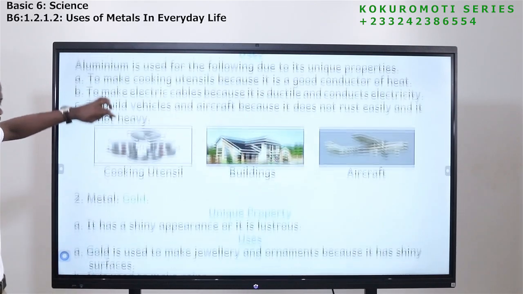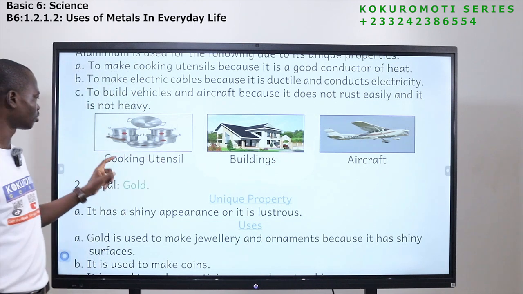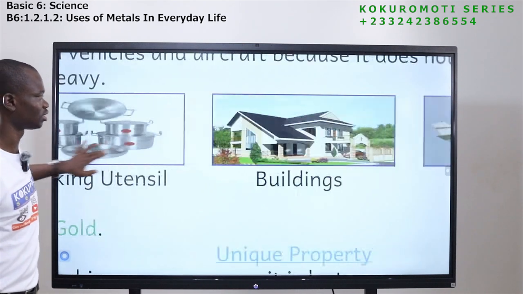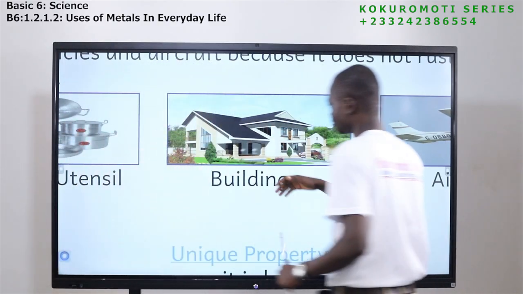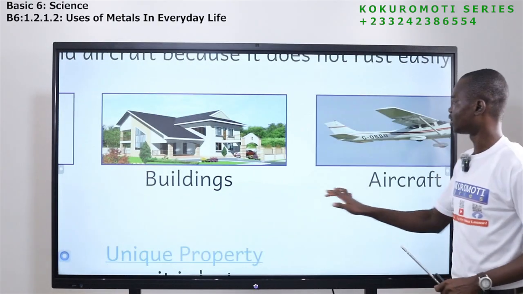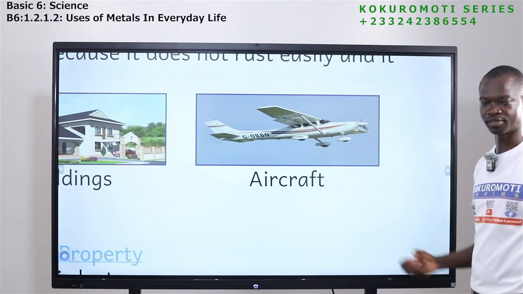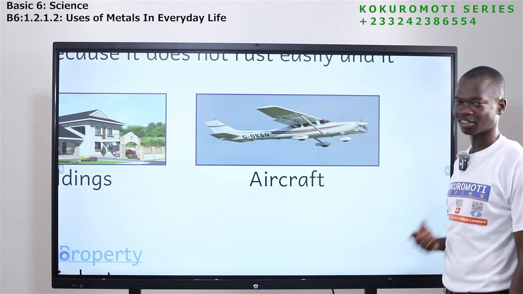Okay, now these are things that we use aluminium to do. We have cooking utensils here. We have building roofing sheets; some are made of aluminium. Then we have aircrafts, aeroplanes. So if you want to travel from here to a different country, you use an aeroplane.